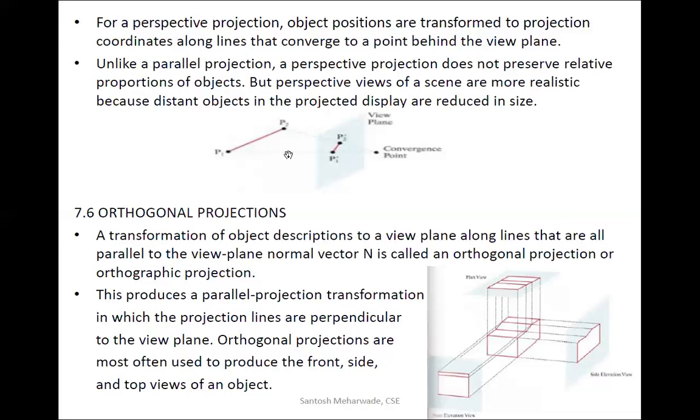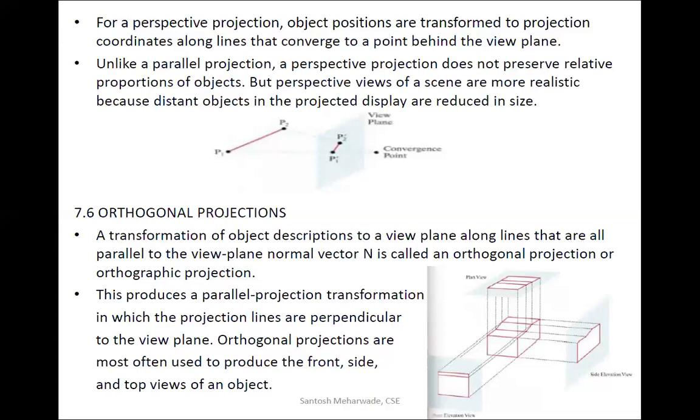Okay, so the size of an object is always constant, but in perspective projection it depends on whether the object is near to the viewer or far from the viewer. The best example for this is a mountain. If you see a mountain from a very far place, it looks very small. But when you go in front of the mountain, you will come to know that it is not that small, it is too big.